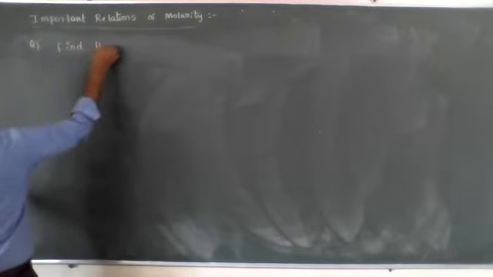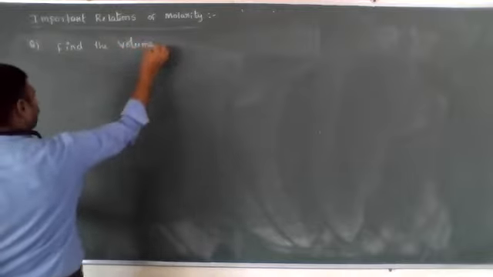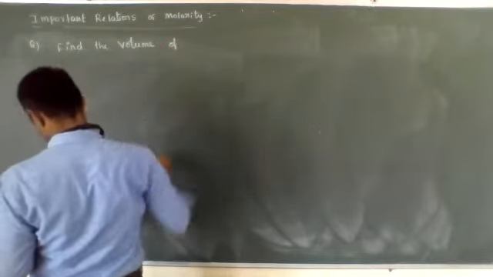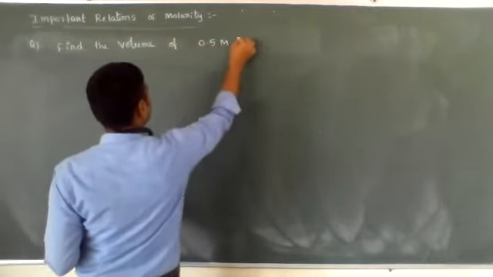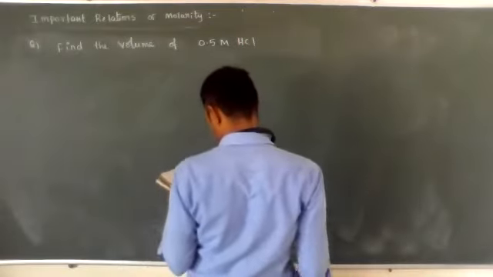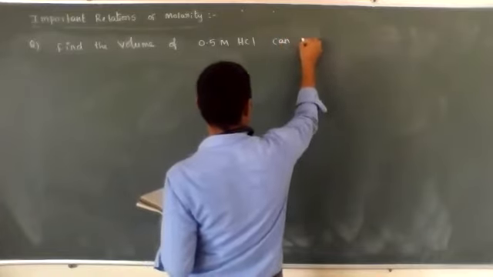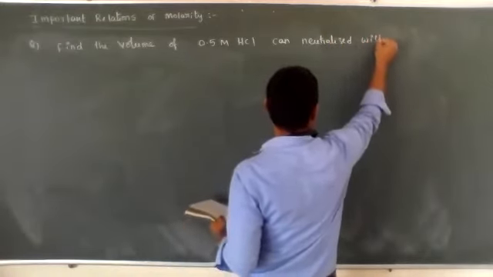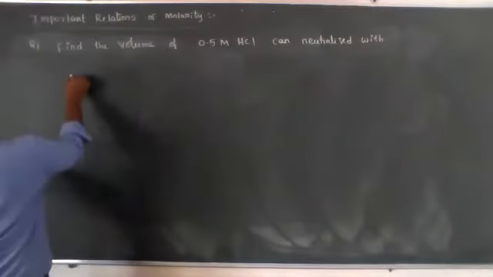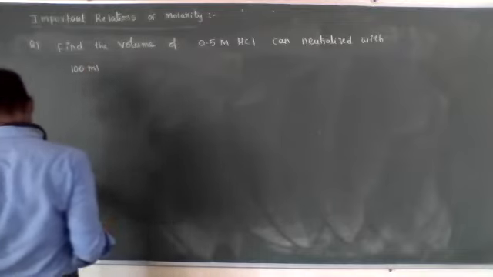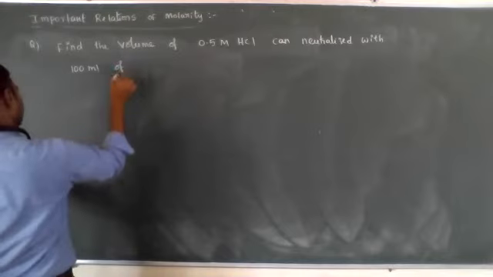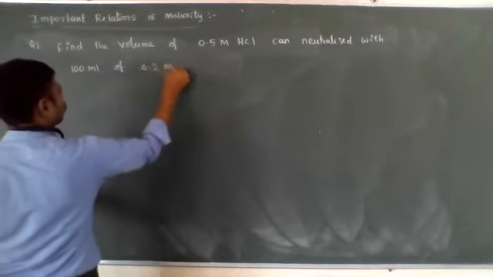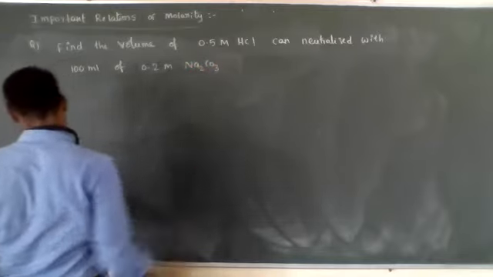See, one more model question. Find the volume of 0.5 molar HCl that can neutralize 100 ml of 0.2 molar Na2CO3, sodium carbonate.